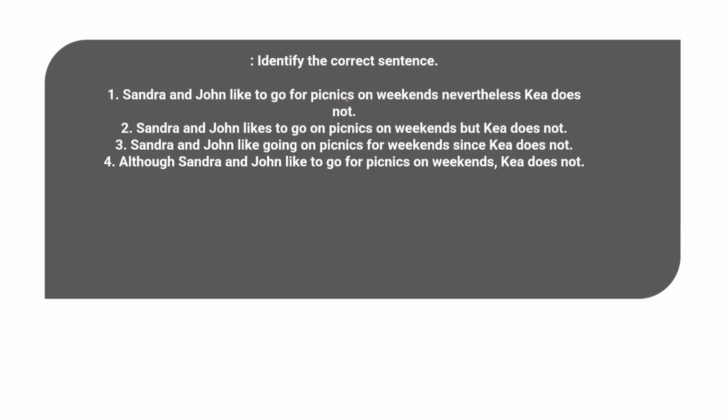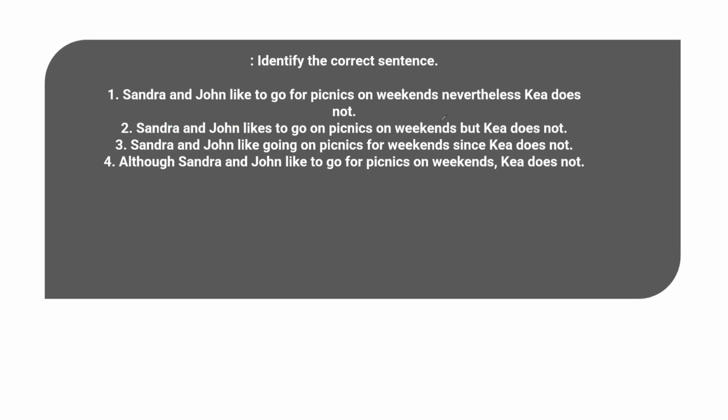Sandra and John likes to go for picnics on weekends. Nevertheless, Kia does not like to go. They both likes to go. Now look at the second option. You have two people, but the verb is likes, which is singular. So very easily, you can rule this option out because the first rule of subject verb agreement fails. So that's ruled out. Now the other three options.